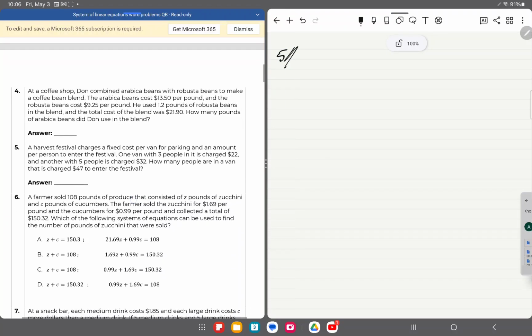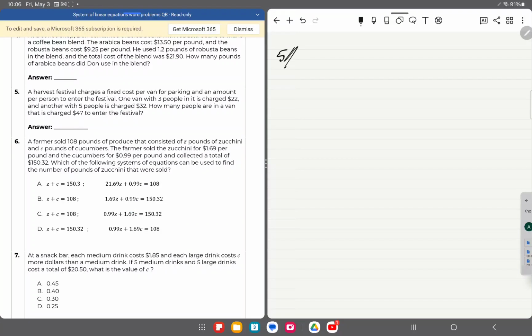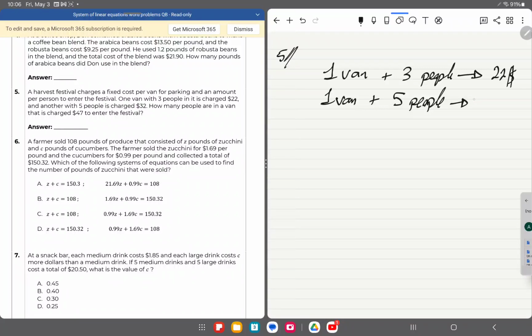Okay, let us go to number 5. The Harvest Festival charges a fixed cost per van for parking and an amount per person to enter the festival. One van with 3 people in it is charged $22. Another van with 5 people is charged $32.